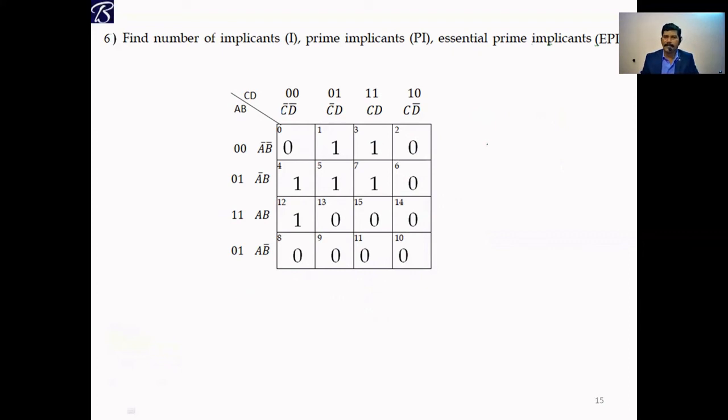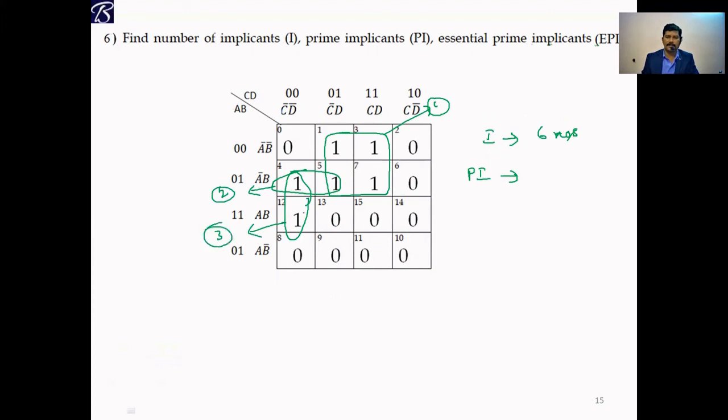Now, in this, how many implicants? 1, 2, 3, 4, 5, 6. 6 implicants. How many prime implicants? All possible groups. If you consider this one, this is a quad we can do. Let us say this is the first one. And if you consider this one, we can pair this one and also this one. This is the second one, this is the third one. That's all. Total 3 prime implicants.